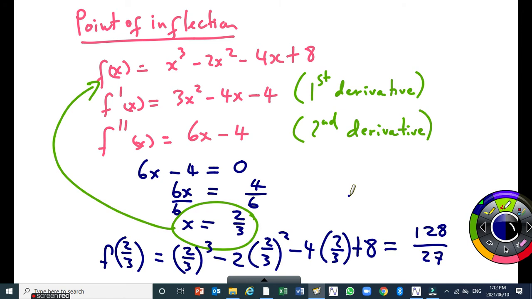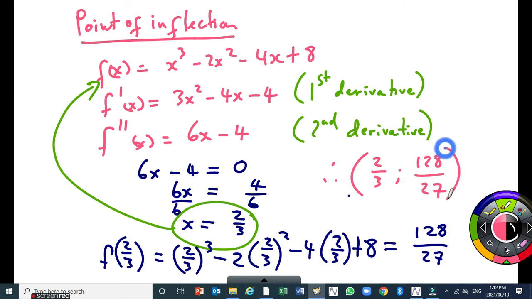Alright. So what this means is that my point of inflection here is going to be at x equal to 2 over 3, and y equal to 128 over 27. Now this is close to 4. Okay? Close to 4. So let's sketch now. We are ready to sketch. We have got all the information, so let's sketch.